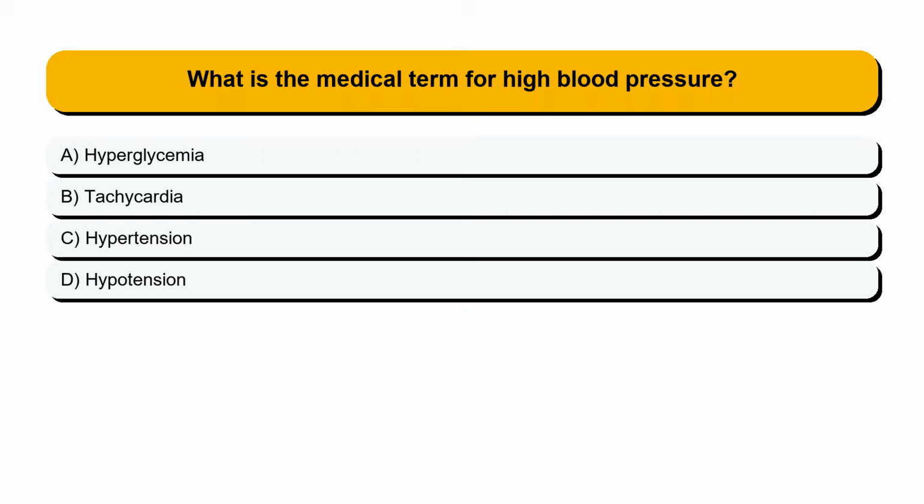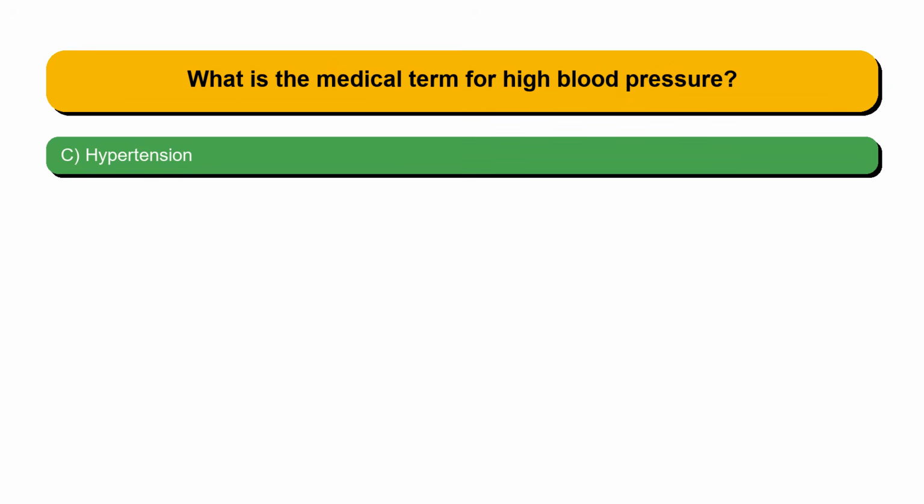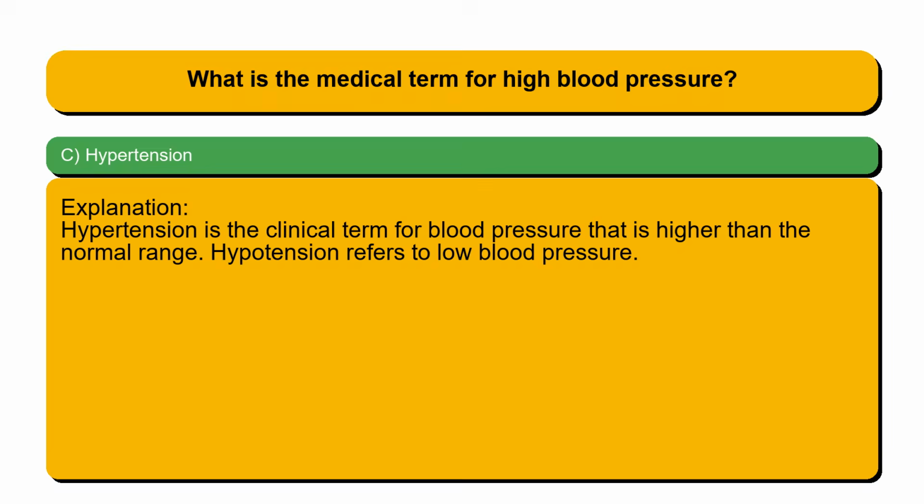Question 53. What is the medical term for high blood pressure? Option A. Hyperglycemia. Option B. Tachycardia. Option C. Hypertension. Option D. Hypotension. The correct answer is option C. Hypertension. Hypertension is the clinical term for blood pressure that is higher than the normal range. Hypotension refers to low blood pressure.